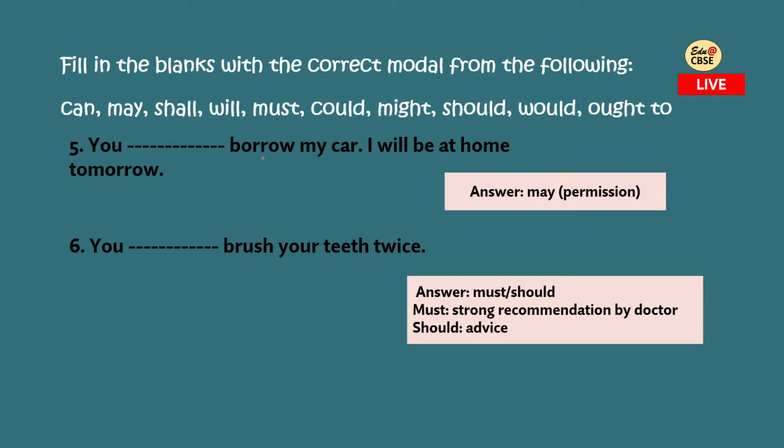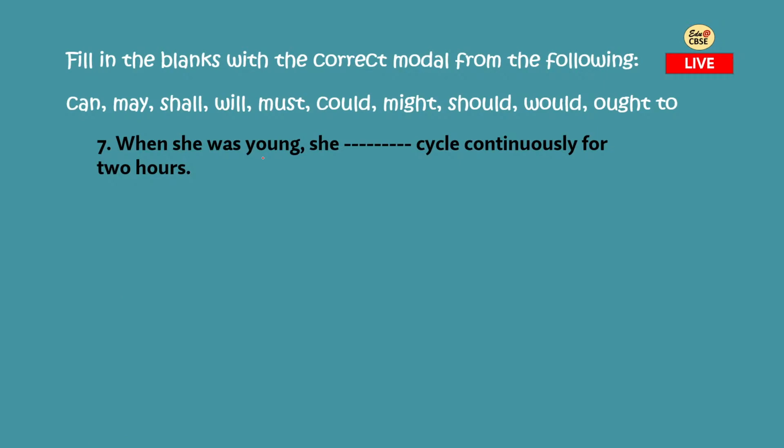Now let's move on to the next sentence. The seventh sentence. When she was young, she dash cycle continuously for 2 hours. So this is the seventh sentence. When she was young, she dash cycle continuously for 2 hours. So select your answer and start sending me the answers. Okay, I have should, then would, can, ought. Okay. Could. I have could also and can, would. So all possible answers I am getting.